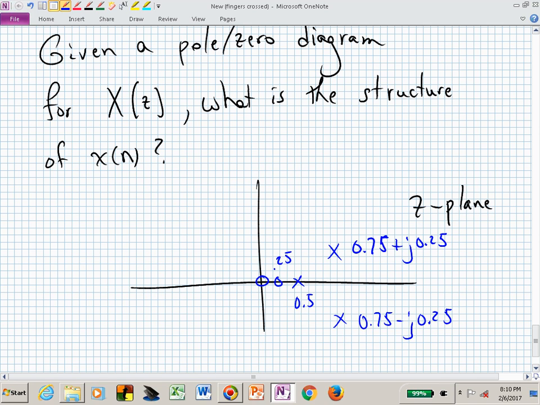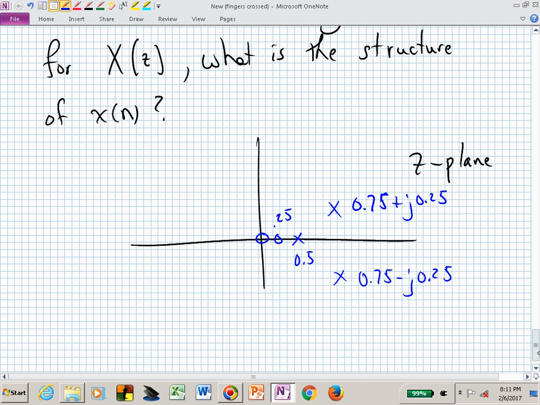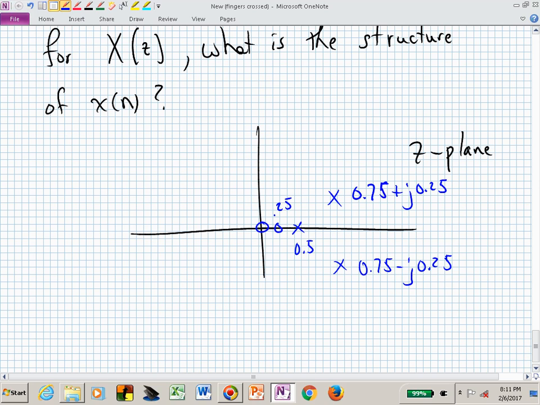Can you tell me from this given information? And I'm going to assume that my region of convergence is unbounded. So this is for a right-sided. But let's not worry about that. I just want the structure. Can you tell me from this pole zero diagram of capital X of Z what the structure would be? Or can you even create what capital X of Z looks like as a pole zero expression? Can you give me the poles and zeros in a transfer function?